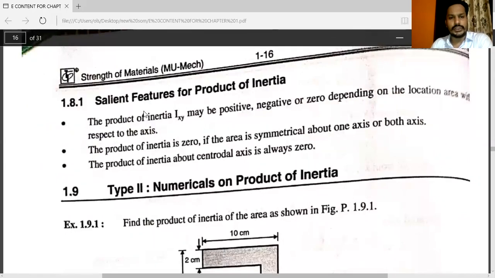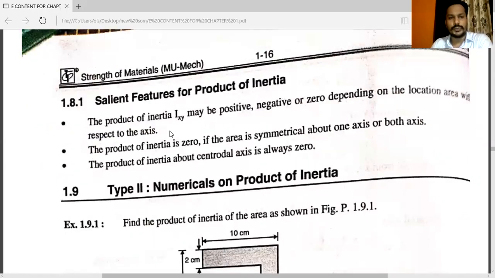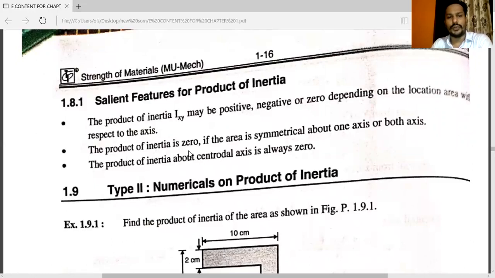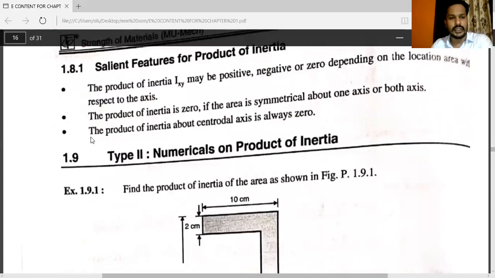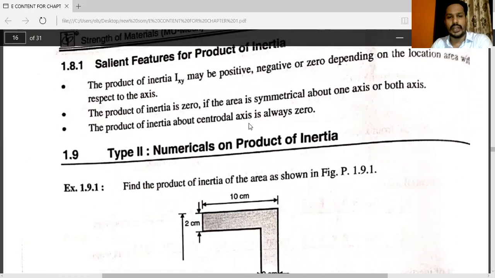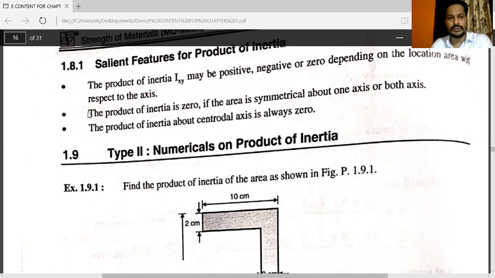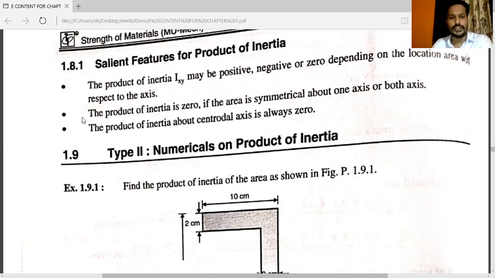There are some salient features of product moment of inertia. The product of inertia Ixy may be positive, negative, or zero depending on the location of the area with respect to the axis. The product of inertia is zero if the area is symmetrical about one axis or both axes. And one more important thing, the product of inertia about the centroidal axis is always zero. So these are the salient features of product of inertia.